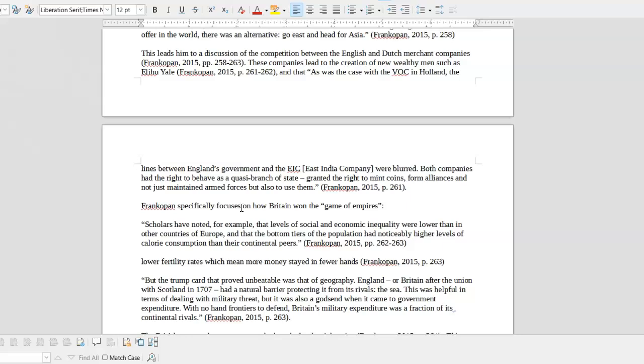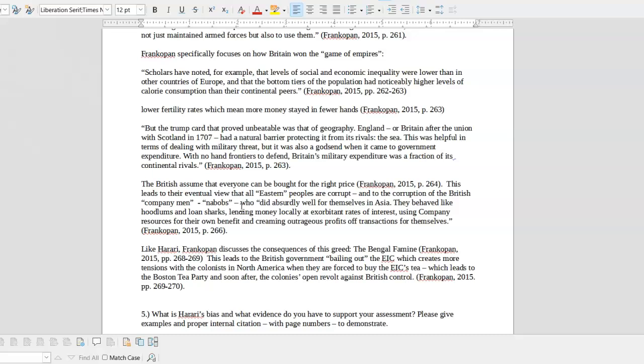Frankopan then goes on to use Britain specifically as the example of how Europeans won the game of empires. Scholars have noted, for example, that levels of social and economic inequality were lower than in any other countries in Europe, and that the bottom tiers of the population had noticeably higher levels of calorie consumption than their continental peers.